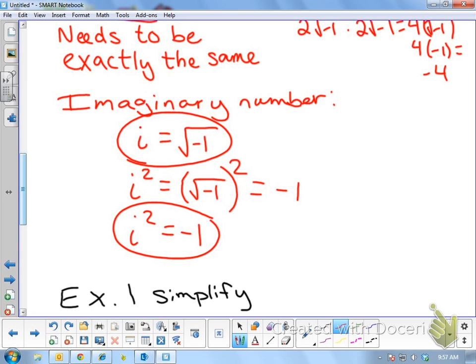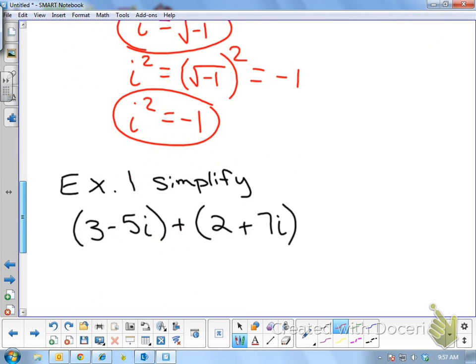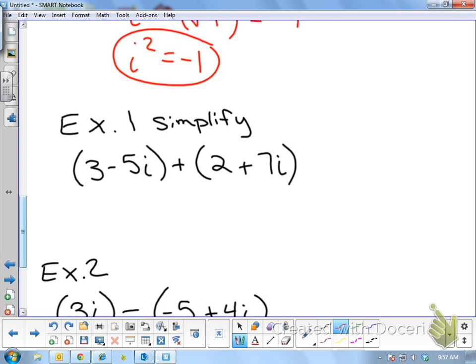So let's look at an example where we add or subtract our imaginary numbers, and it's a pretty simple process when we actually go to do stuff with imaginary numbers. So we have (3 minus 5i). They put it in parentheses because they're saying this is one entire imaginary number. Plus (2 plus 7i).